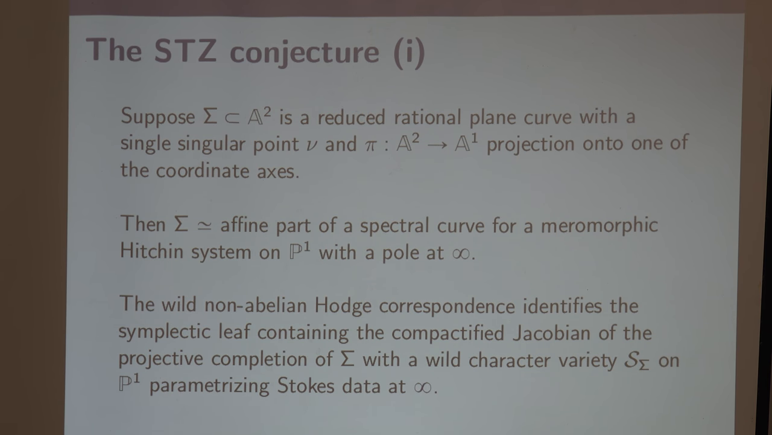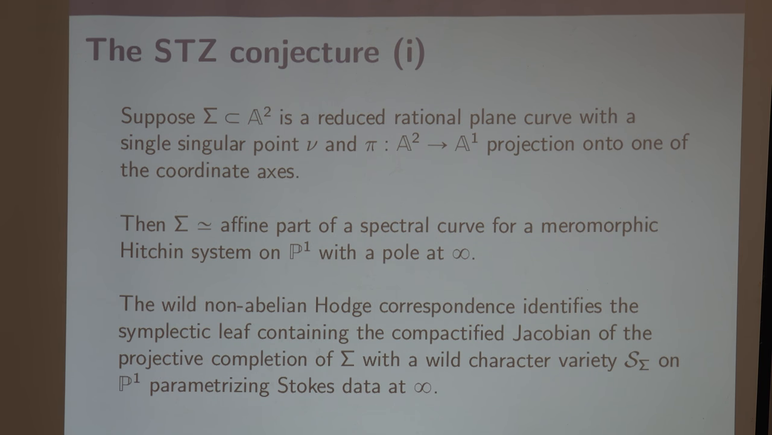Okay, as I said, the way the computation is done at the end of the day is by computing knot invariants or link invariants. So this is based on a conjecture that Shende, Treumann, and Hausel made. So here is the conjecture. Suppose that you are in the plane and you have a rational plane curve with a singular point, nu, and you project the plane to one of the coordinate axes. Then you can view this curve as a spectral curve, right? It sits in a line bundle over the affine line, so you can think about it as being a spectral curve for some Higgs bundle on P1 with a pole at infinity.